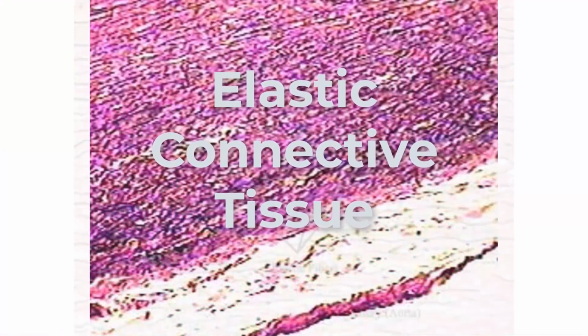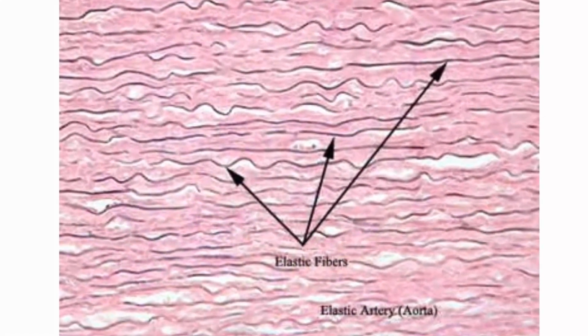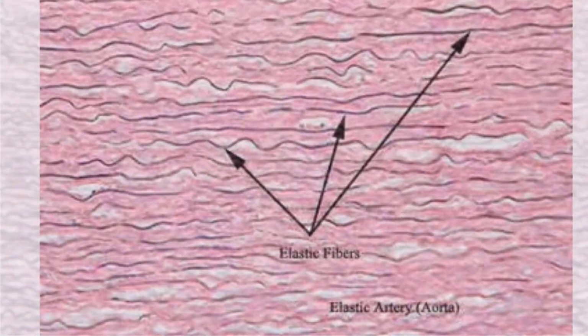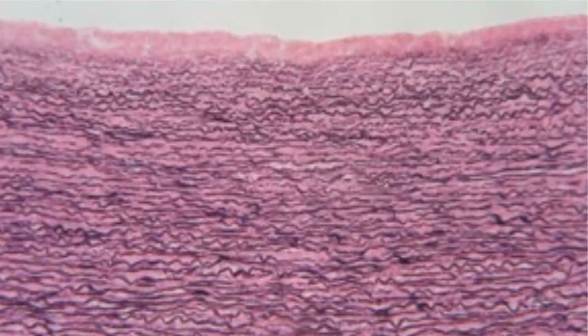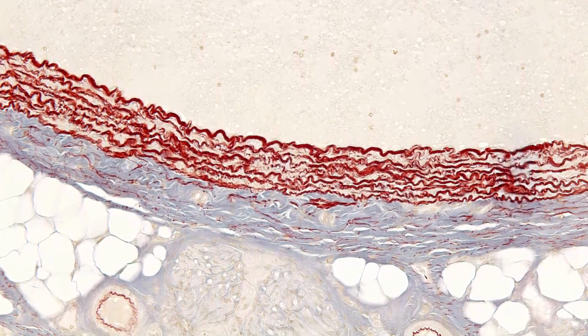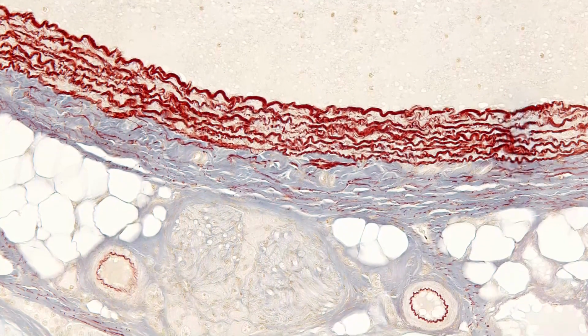Elastic connective tissue. Elastic connective tissue contains a lot of elastin fibers. These are the black wavy lines seen here in the image. When an organ containing these fibers is stretched, the elastin fibers recoil or go back to their original length and pull the organ back into shape. True elastic connective tissue is very rare, but it is present in relatively high concentrations in some organs, including the largest arteries in the body.